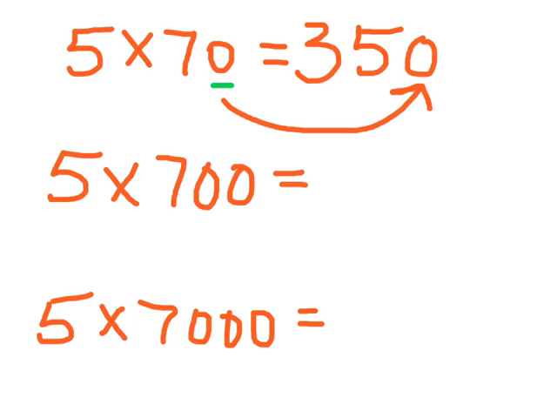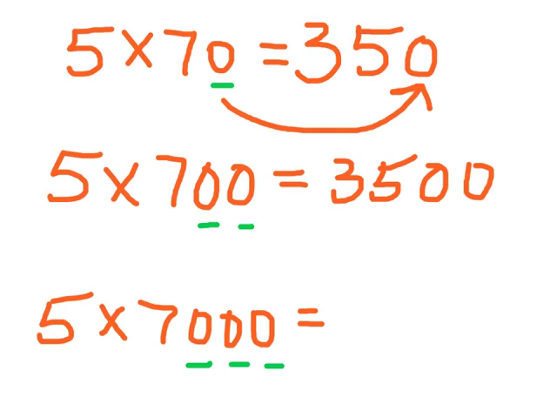How about 5 times 700, or 5 times 7,000? Pause the video and see if you can get the answers to these two multiplication questions. So 700 has two zeros, which means that we would do the 5 times 7, which is 35, and add two zeros at the end to make 3,500. 5 times 7,000, we have three zeros, so we take our 35 and tag on three zeros at the end.